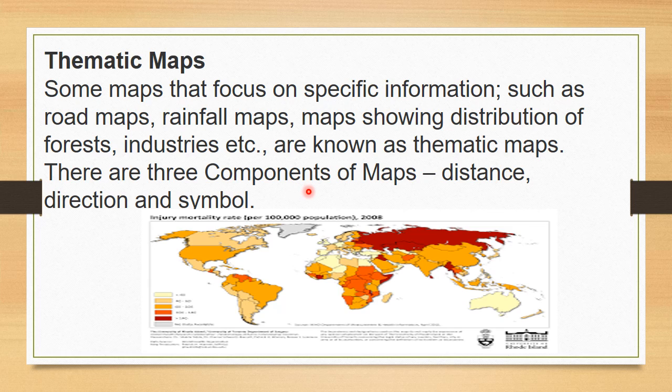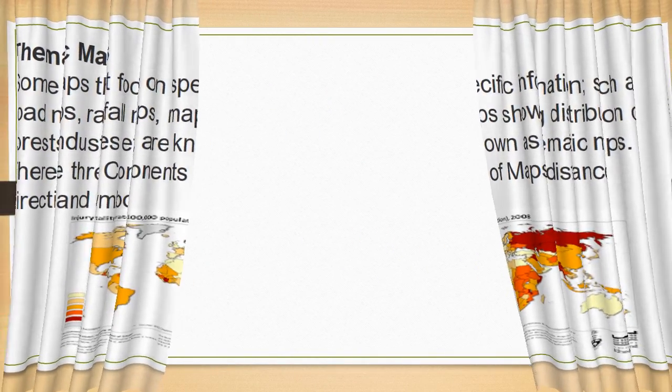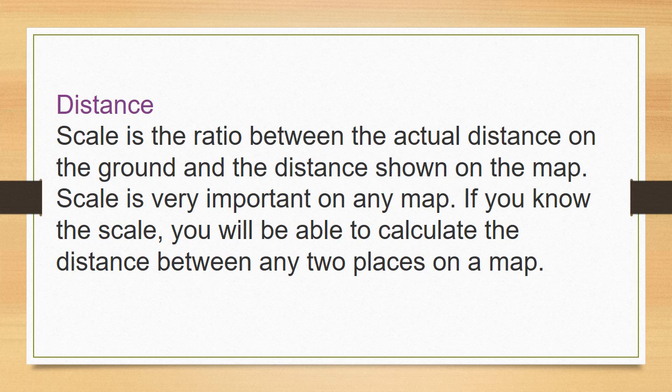So there are three components of maps. In maps we have three components: distance, direction and symbol. So what are the components of maps? Distance, direction and symbol. Say along with me my dear children. Distance, direction and symbol. So first we are going to see about direction. Sorry my dear children, distance. Okay. So what is distance?